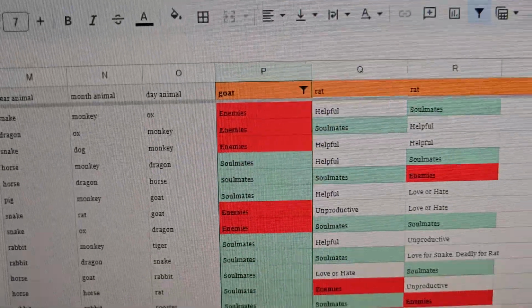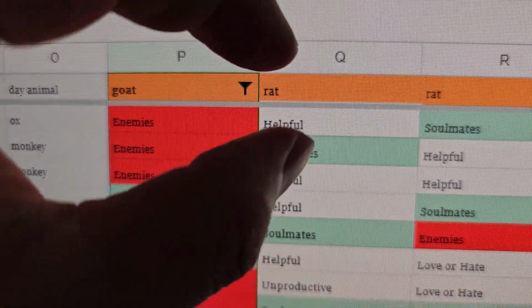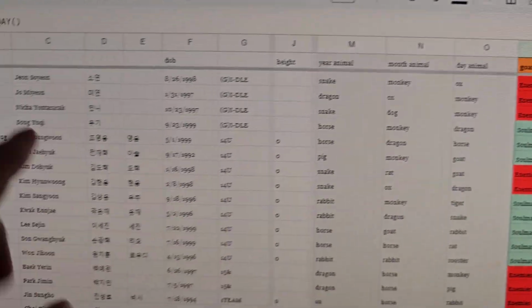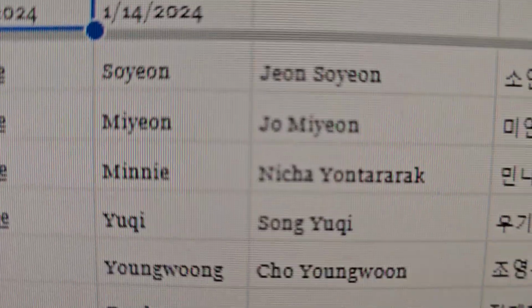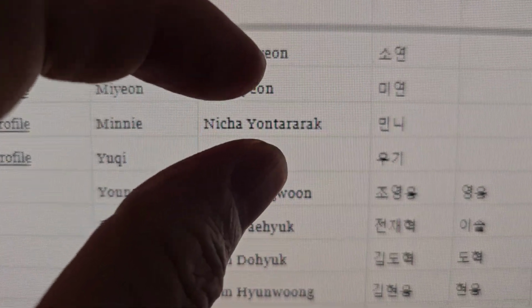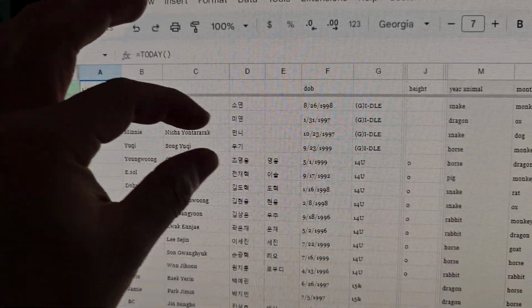what I do is I enter my birth date. This is my year of birth. This is my month of birth. This is my day of birth. Year, month, day of birth. And then I compare to this celebrity. This celebrity's name is Jun Soyeon. This celebrity's name is Nika Yontarak. Anyway, this person was born here.